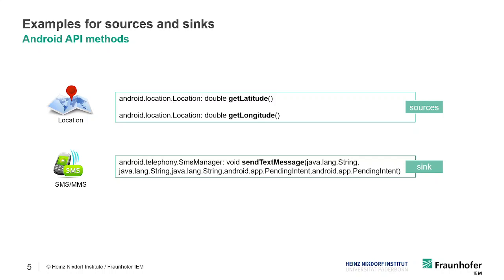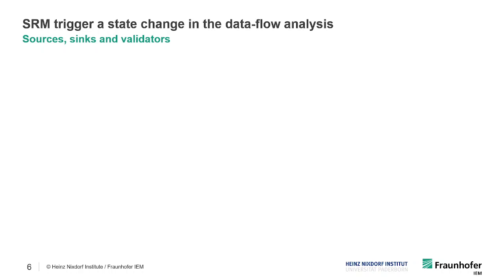Okay, so we want to see some further examples of sources and sinks, and we are now also introducing so-called validators. All of these methods, we call them security relevant methods, and they are actually triggering a state change in the data flow analysis. So let's see this through the examples first.